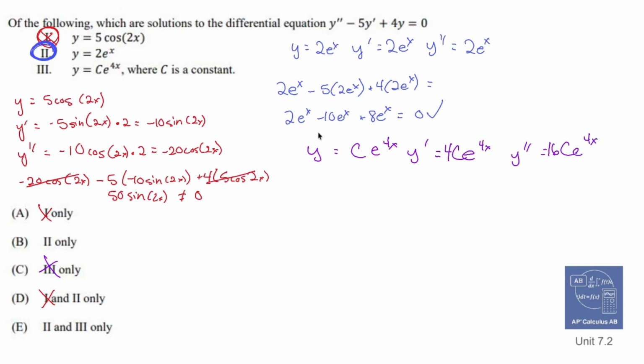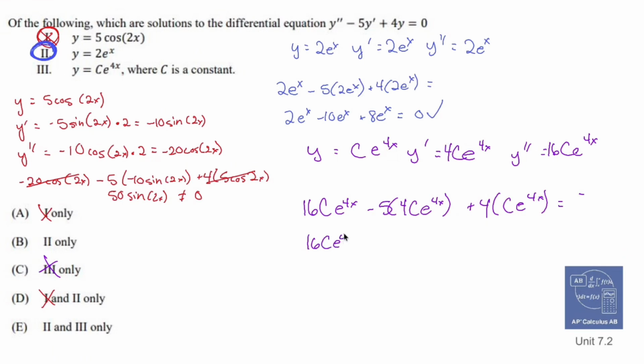All right, so let's try this out one more time. y double prime is 16c e to the 4x minus 5 times y single prime, which is going to be 4c e to the 4x, plus 4 times regular y, so 4 times c e to the 4x, and my job is to get 0.